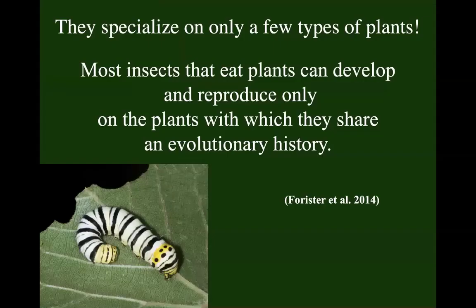Well, this is where the specialization comes in. 90% of the insects that eat plants are what we call host plant specialists. Every plant lineage that's out there protects itself with a unique cocktail of chemical defenses, and a single insect species cannot adapt to all of them. So they pick one or two plant lineages that are really similar in how they're protecting themselves.